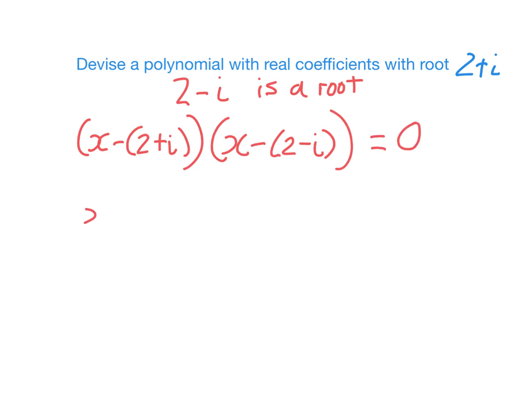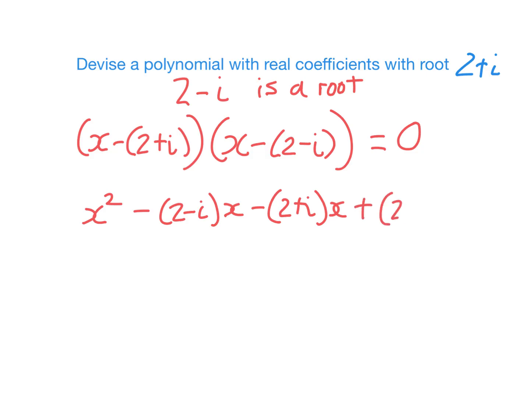So x times x is x squared. Then we multiply the outsides, so I get minus (2 minus i)x. Then we multiply the insides. And finally, we multiply the lasts. Because it is a negative times a negative, we put a plus here. It'll be (2 plus i) times (2 minus i).